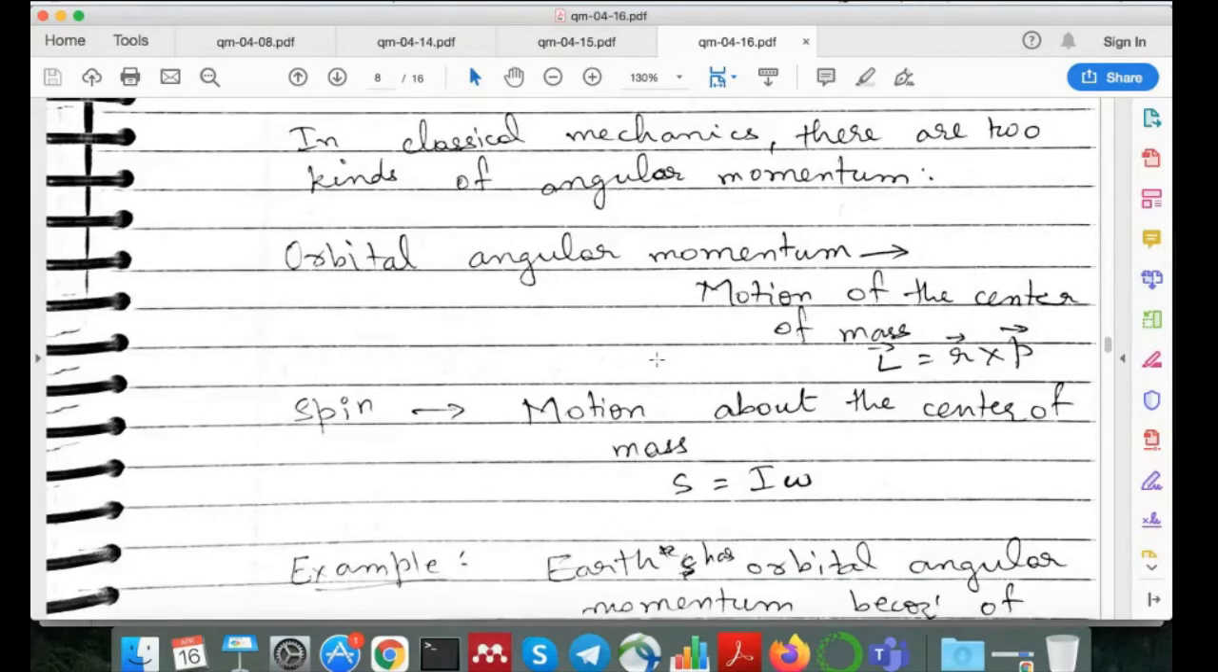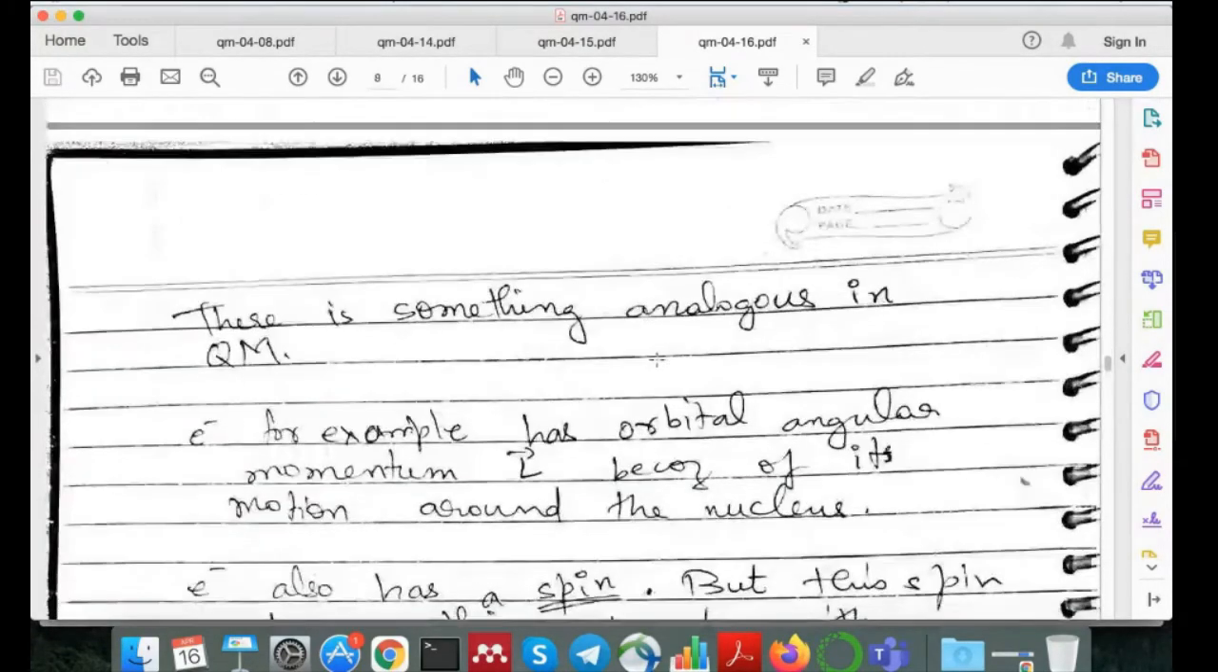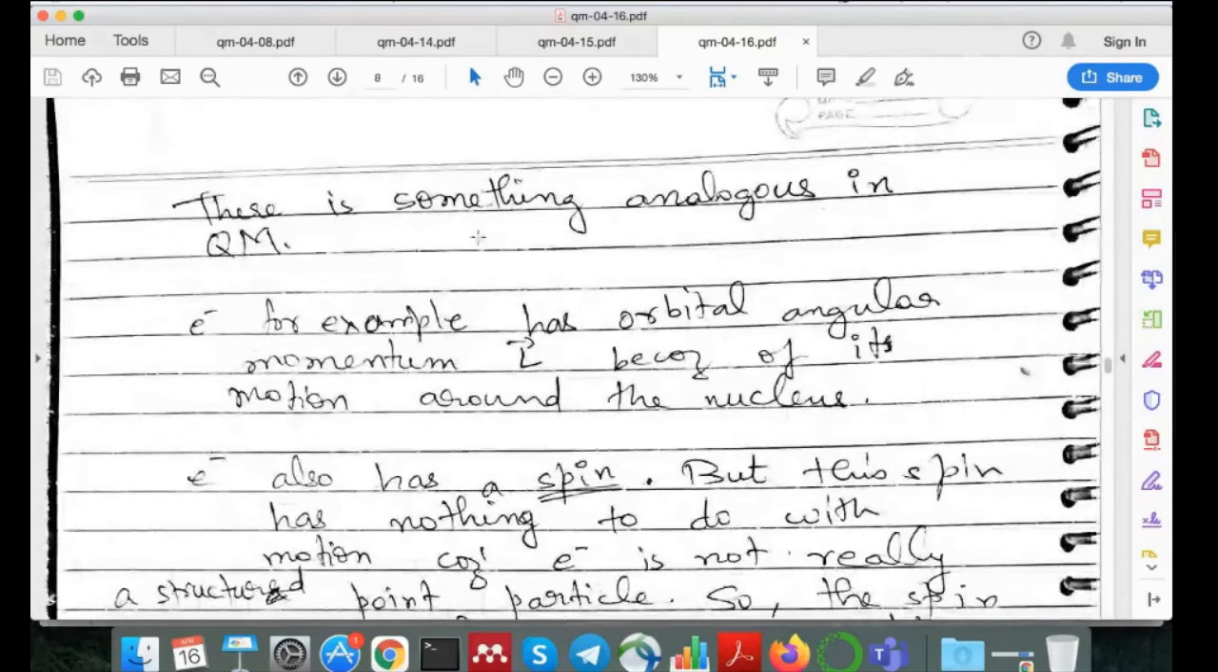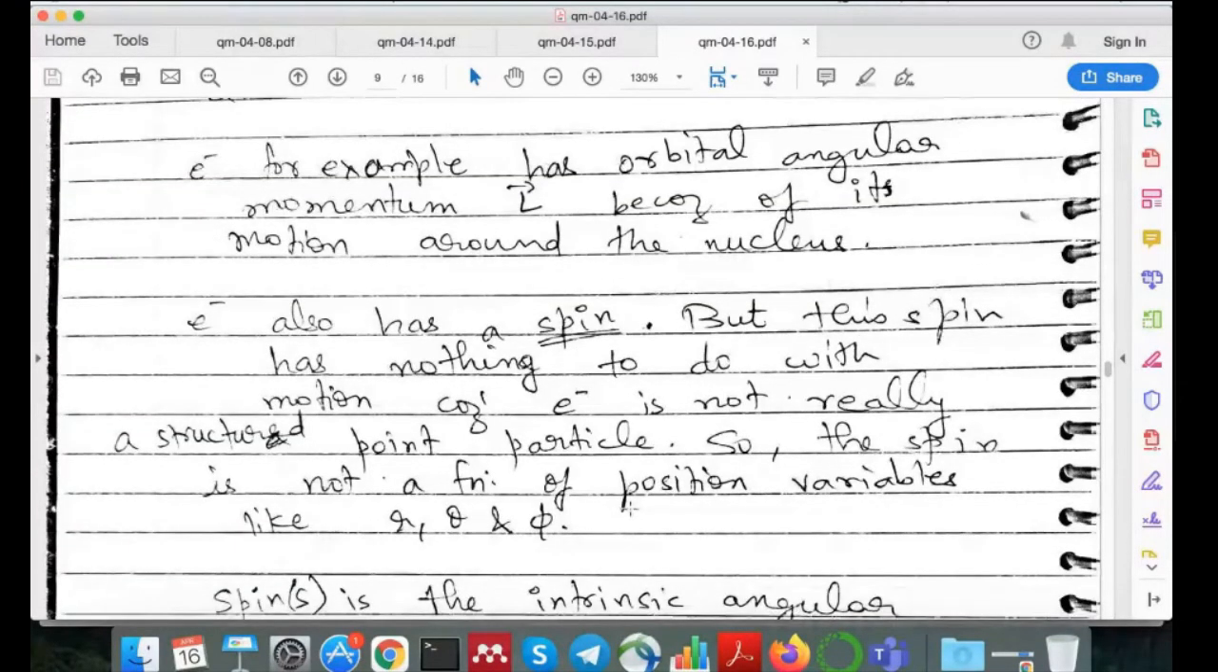So that is what I've written here. Let's read it. There is something analogous in quantum mechanics. An electron, for example, has orbital angular momentum L because of its motion around the nucleus. This is pretty clear. The electron also has a spin, but this spin has nothing to do with motion, because the electron is not a structured point particle. It does not have any structure. So the spin is not a function of position variables like r, theta, and phi.